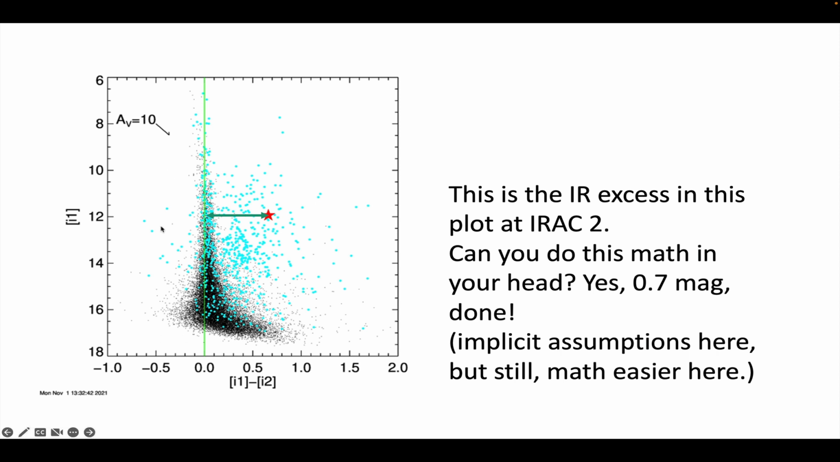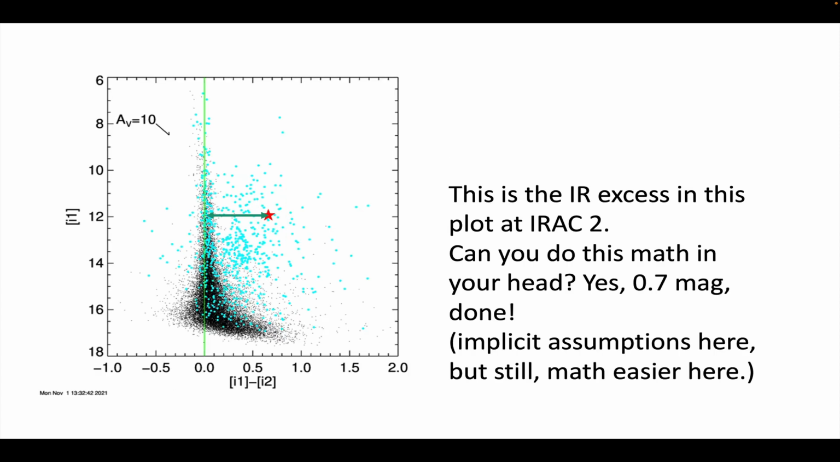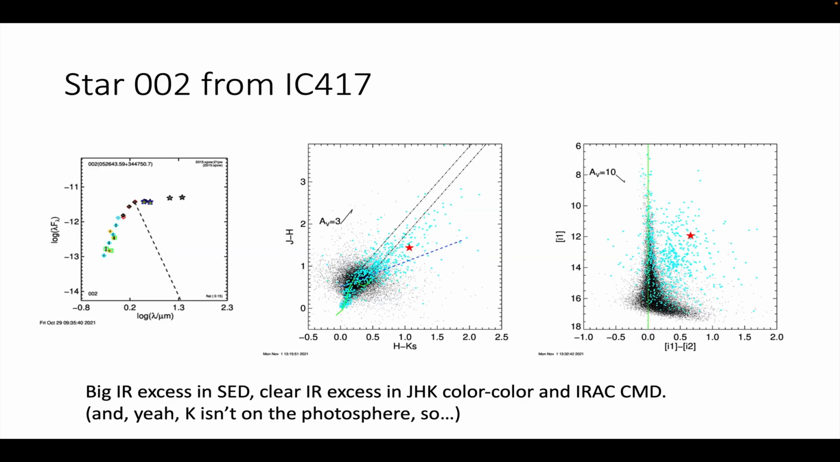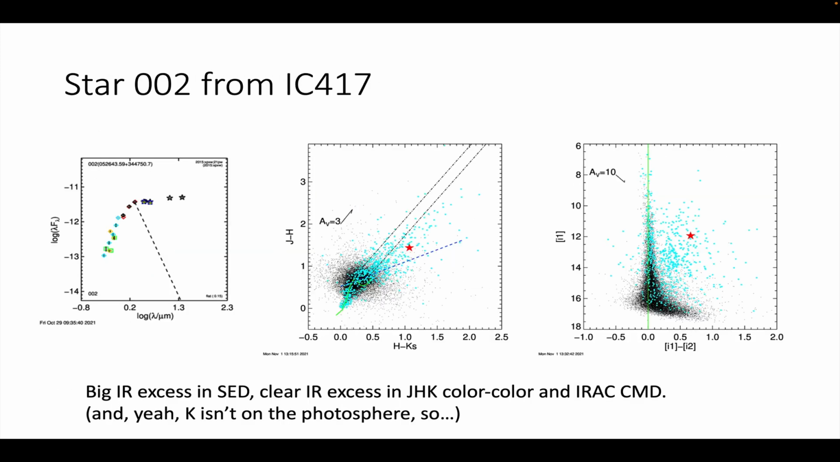That's part of why making this plot is useful. There's implicit assumptions in there, but still, the math is much easier here than it is there. I think you probably agree. Yes? Okay. Here's another star from IC 417. Another huge whopping excess. Is this the same guy? Star 2? Yeah, it is the same guy. Okay. Same guy. All right.